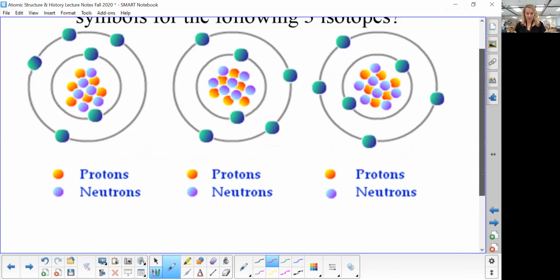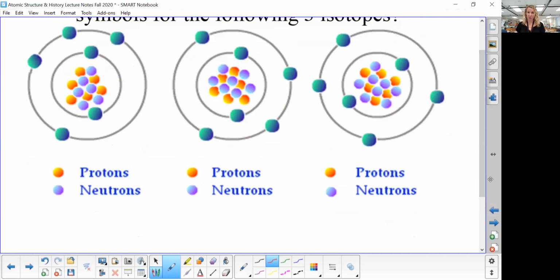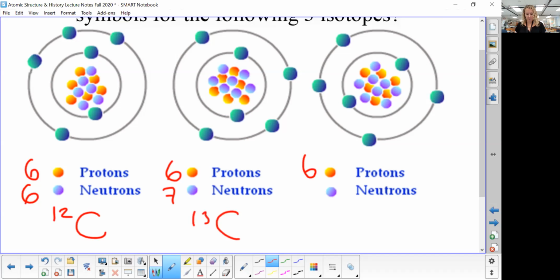So another example here, mass number and atomic symbols for the following 3 isotopes. If you were to look at this picture, I'm going to go fast, but if you want to pause it and look at it a little bit closer, here you would see that there are 6 protons and 6 neutrons, and so this is carbon 12. And if you were to look at this one, you'd see that there are still 6 protons, but there are 7 neutrons. This is carbon 13. And this one, there are 6 protons and 8 neutrons, and this is carbon 14.